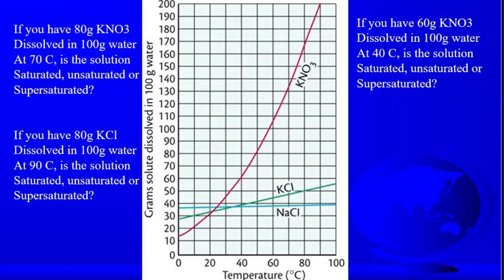And finally, 60 grams, 40 degrees, KNO3. Unsat or super? Sat.